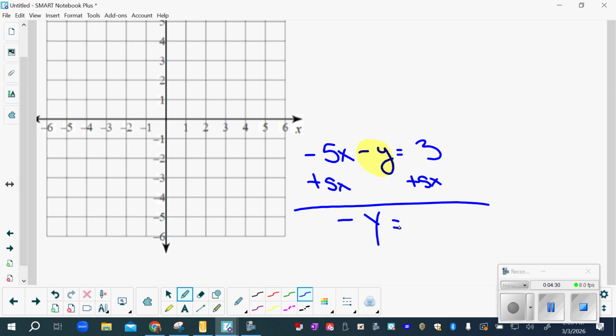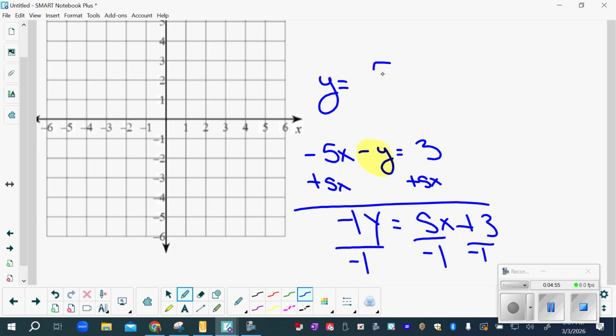-y equals 5x plus 3. But here's the deal. I don't want -y. I want positive y. So what I imagine is that there's a little 1 right there. So my next step is divide by -1. So my final answer will be y equals, and I'm not even going to change that. I'm going to leave that 5 over -1. You know why? Because I need it to be a fraction anyways. I might as well just leave it.